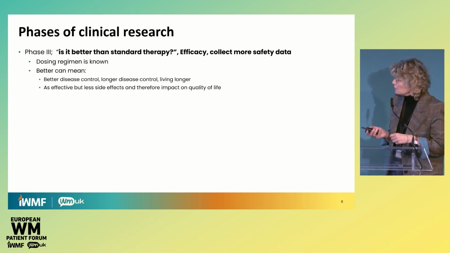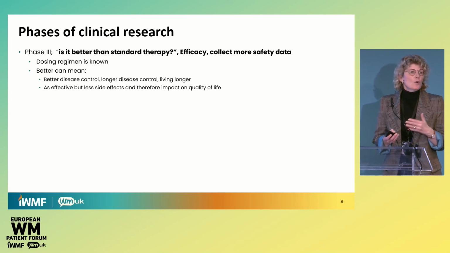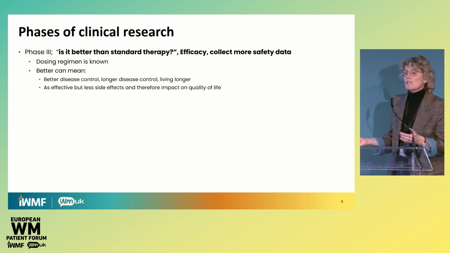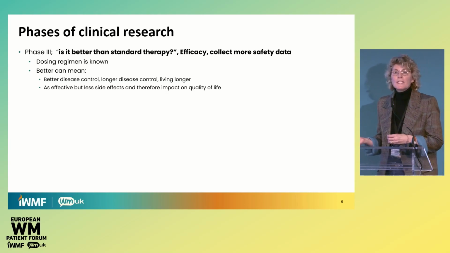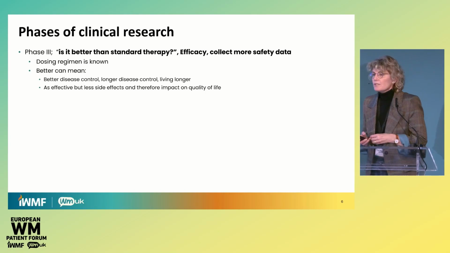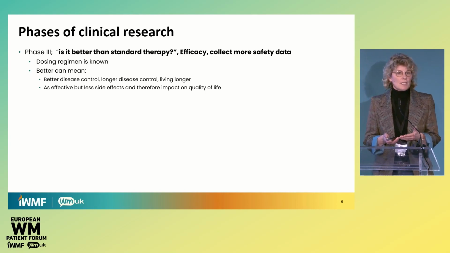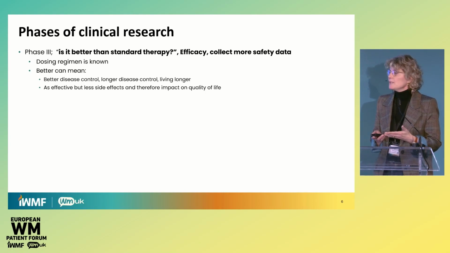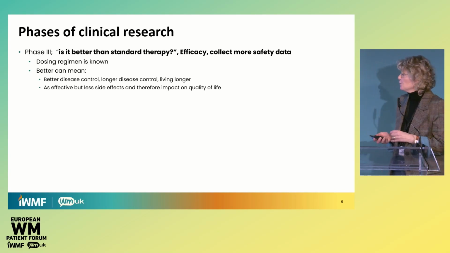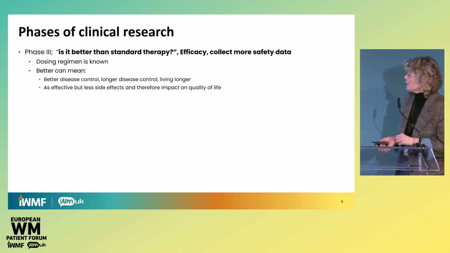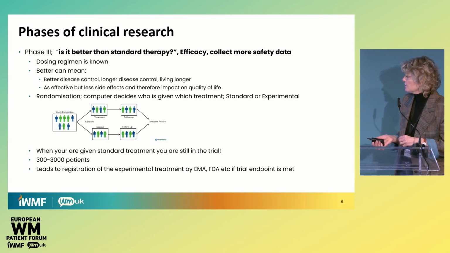Because with these trials, you can have a better drug, more patients react to the drug. If they respond to the drug, they respond longer, so longer duration, and therefore perhaps also living longer with your disease. But it can also be a very effective drug, as effective as standard therapy, but you have fewer side effects. And then also your quality of life can improve. So these are the two questions that can be answered with phase 3 trials.